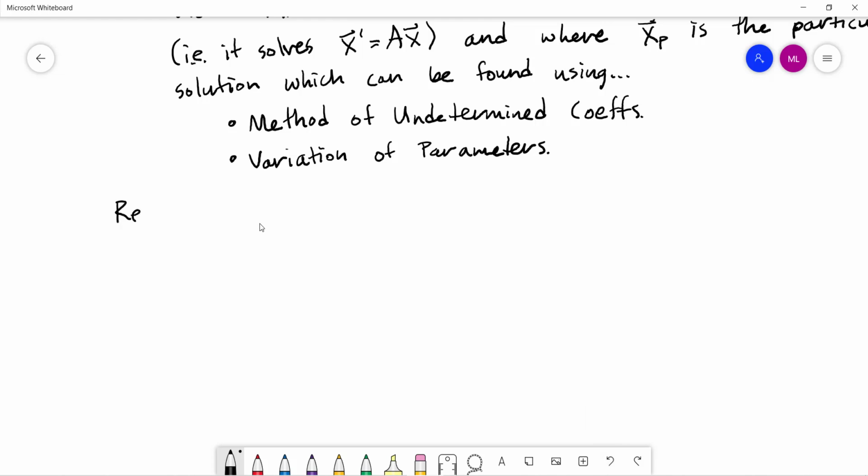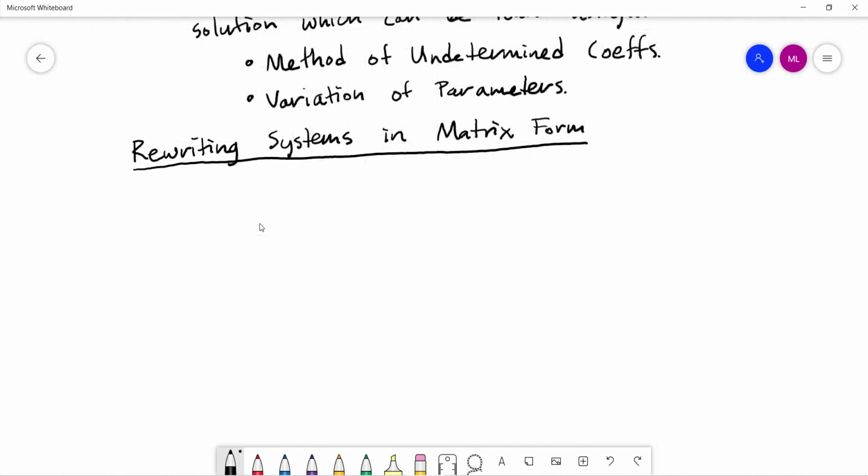So let's say, here we go, rewriting systems in matrix form, and back and forth, right? Being able to convert back and forth between our system form and our matrix form.